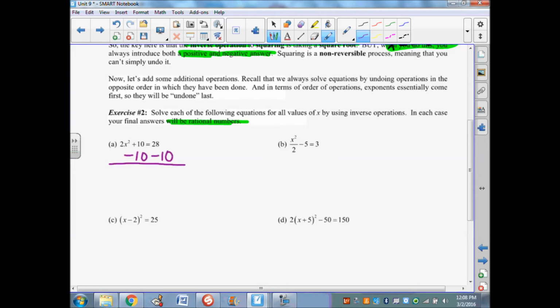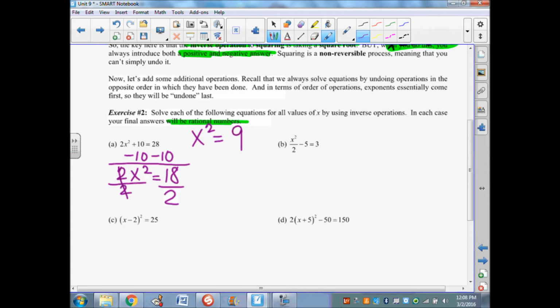So what do we need to do? If I need to isolate x, meaning I got to get x by itself because I'm solving it, I've got to subtract that 10. So 2x squared equals 18. Now to continue to isolate our x squared, what do I need to do? I've got to divide by 2. These are still your basic equation solving skills that all of you have. 18 divided by 2 is 9.